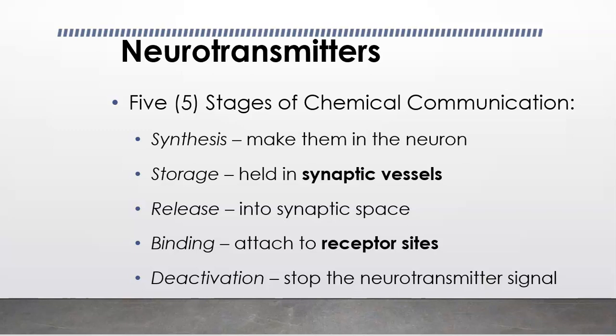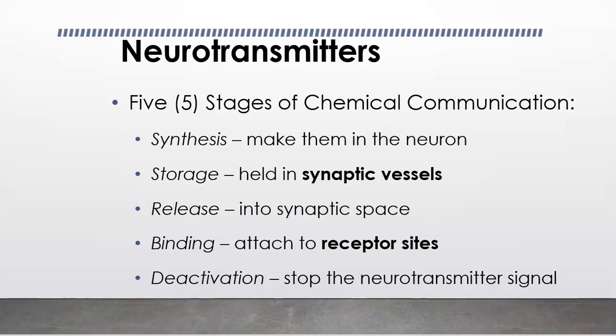So we have 5 stages of the chemical communication. You're going to want to know all 5 of these stages. So the first stage is synthesis. So this is we have to make the neurotransmitters. And this is done usually in the cell body or the soma of the neuron. Sometimes it can happen at the terminals themselves, but it's usually done in those somas.